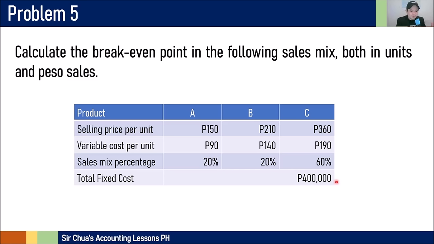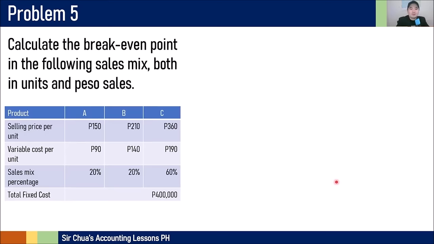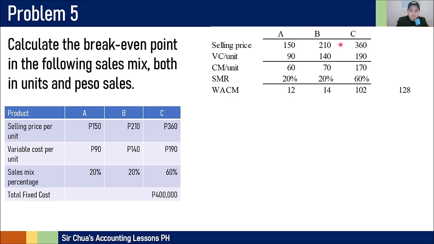So, dyan na po papasok yung pagka-compute natin ng break-even point na ikaw po ay naka-multiple product line. O, madali lang po yan. Gagawa mo lang ng matrix, okay? Magkano selling price ni product A, B, and C? So, 150, 210, 360. Lista mo rin po lahat ng variable cost per unit nila, 90, 140, 190. So, pag pinag-deduct mo, makakakuha ka na po ng CM per unit, 60, 70, 170. Pinag-deduct ko lang kasi contribution margin. Kukunin mo po ngayon yung mga sales mix ratio nila, which is 20, 20, 60.